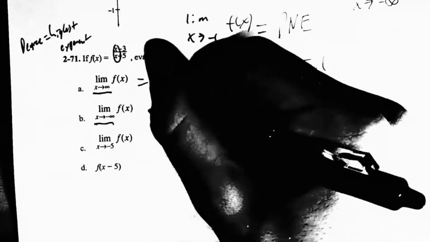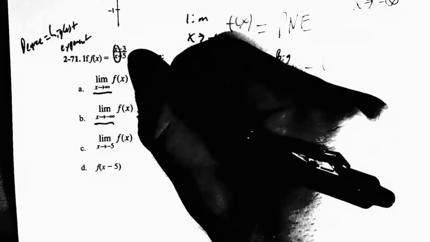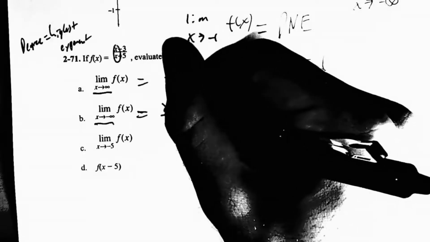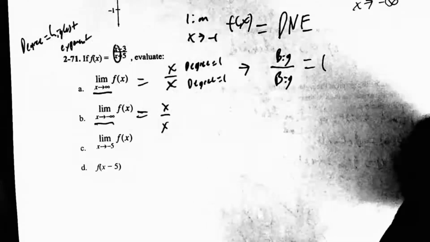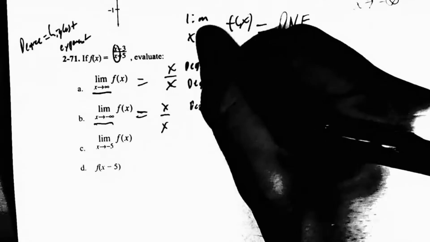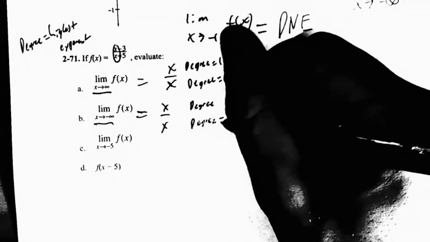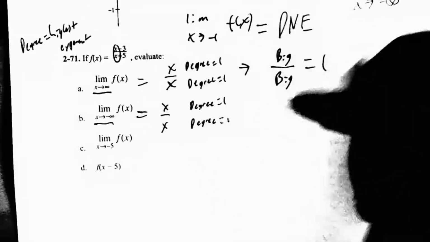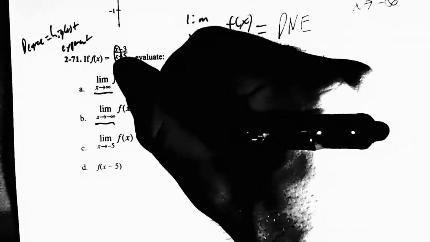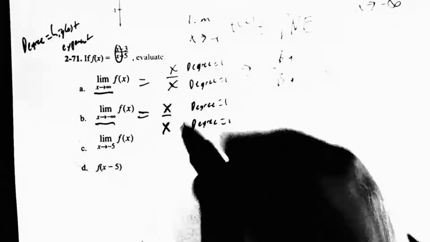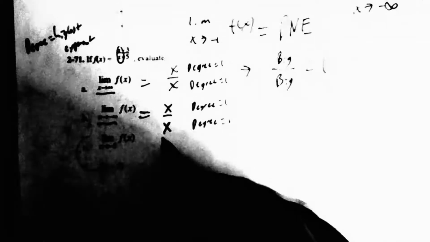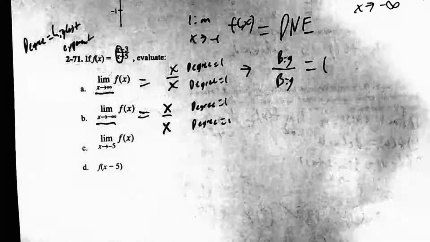Same for negative infinity. You just care about the x's, because the negative 3 and plus 5 are irrelevant. You have x over x, same degree, so you have the same horizontal asymptote. You divide their coefficients.